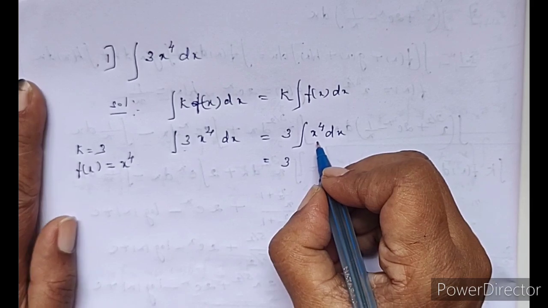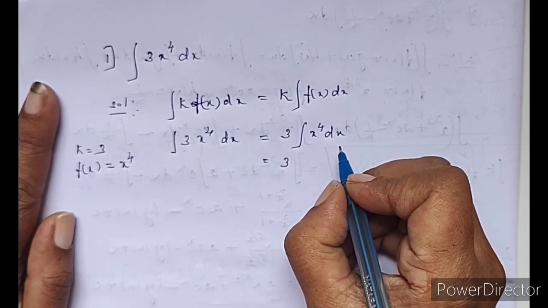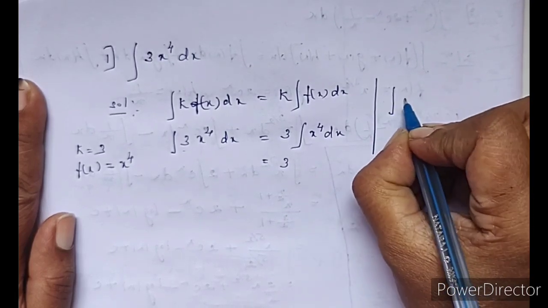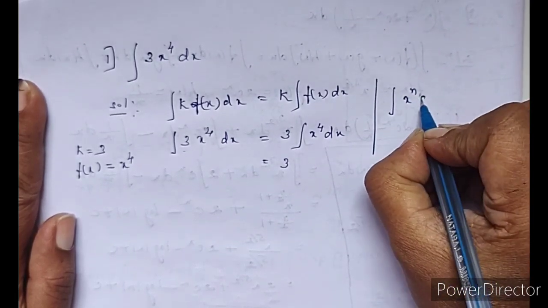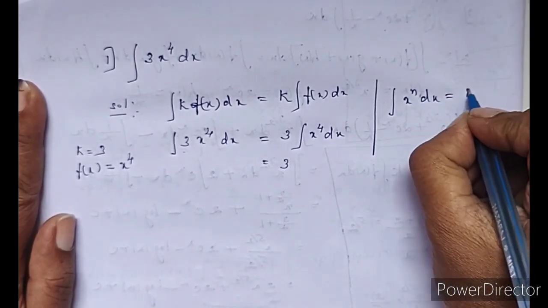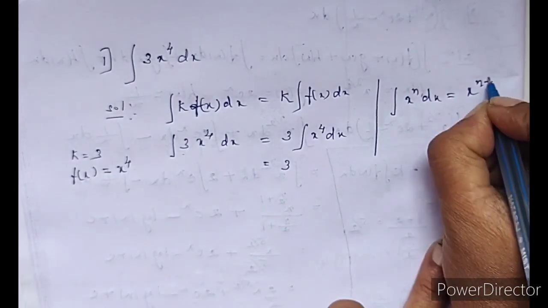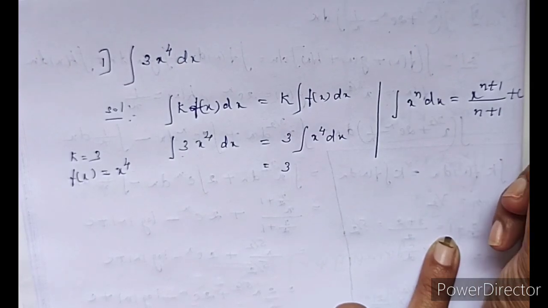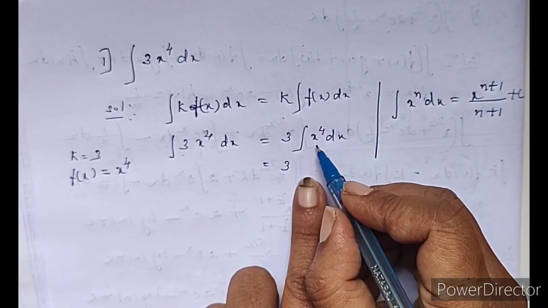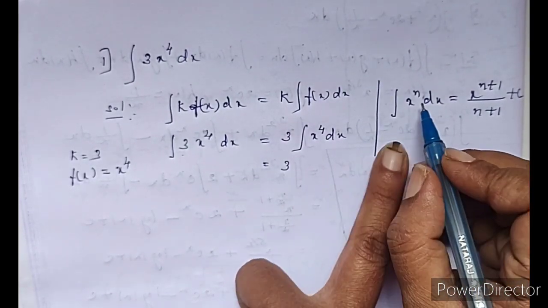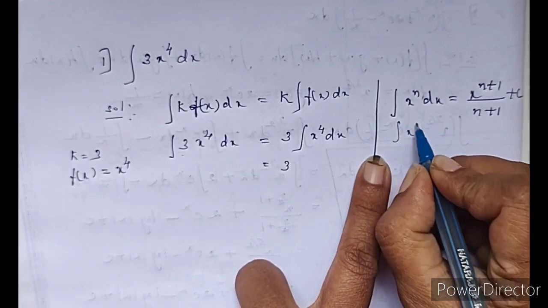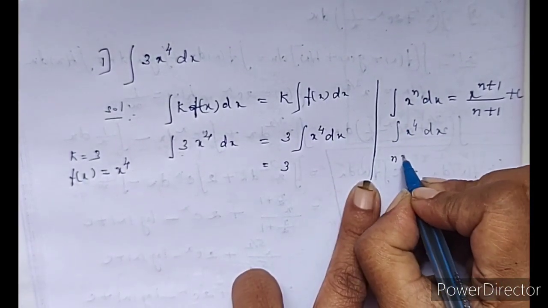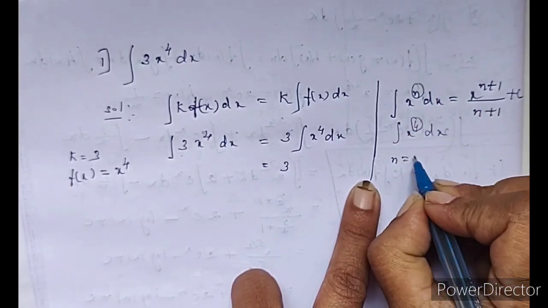You know how to integrate x to the power of 4 dx using the standard formula of integration. The standard formula is: integration of x to the power of n dx is equal to x to the power of n plus 1 divided by n plus 1, plus the constant of integration c. When you compare x to the power of 4 dx with x to the power of n dx, n is equal to 4.